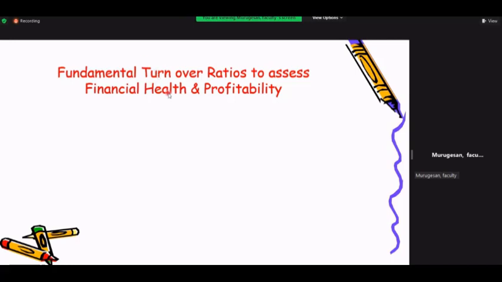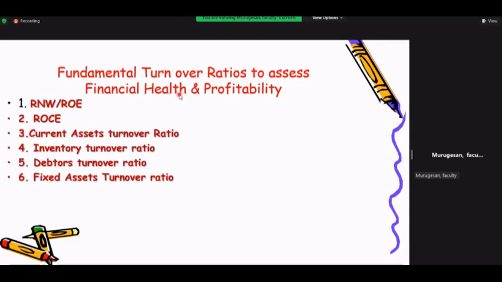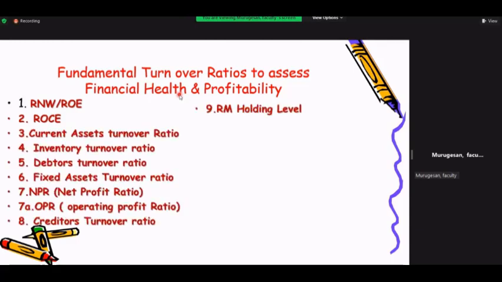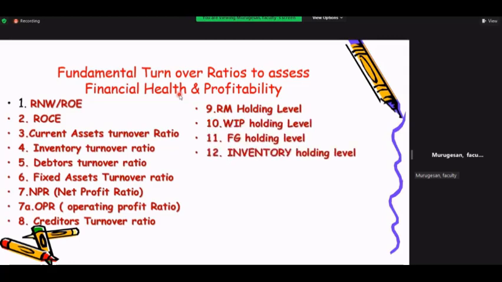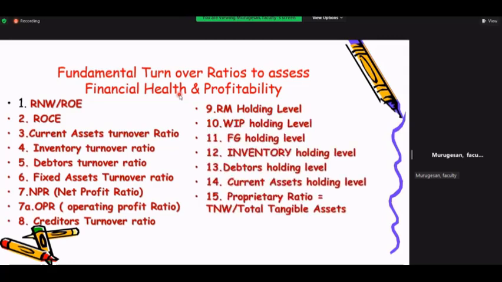Okay. Fundamental turnover ratios to assess financial health and profitability. Now only we are going to ratio analysis. You see, these are the ratios, friends. Questions will be asked. Okay. So many ratios. Okay, first one. This we already know.